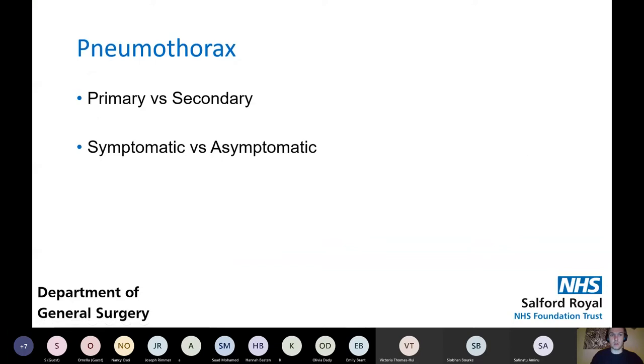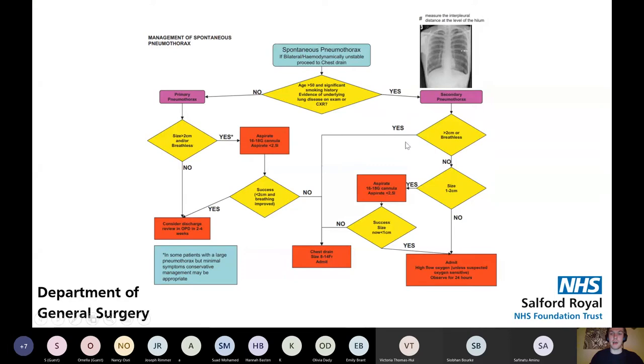So let me show you this algorithm, which is from the British Thoracic Society. So primary pneumothorax we've talked about. 2 centimetres is the cutoff. If it's bigger than that, or if he's symptomatic, so he was pretty okay, but he had a bigger than 2 centimetre pneumothorax, that's when you aspirate. If it wasn't any of those things, you can send him home and get him back.